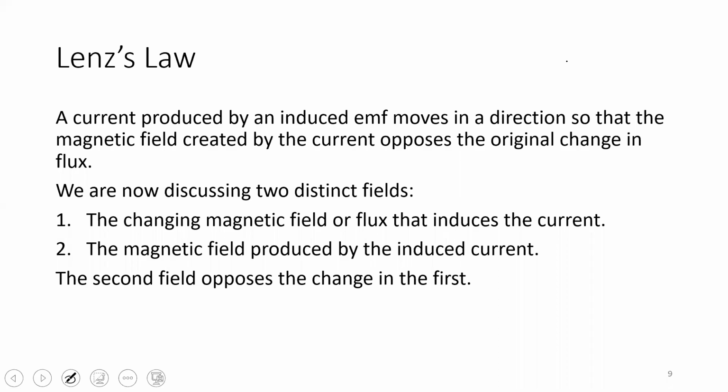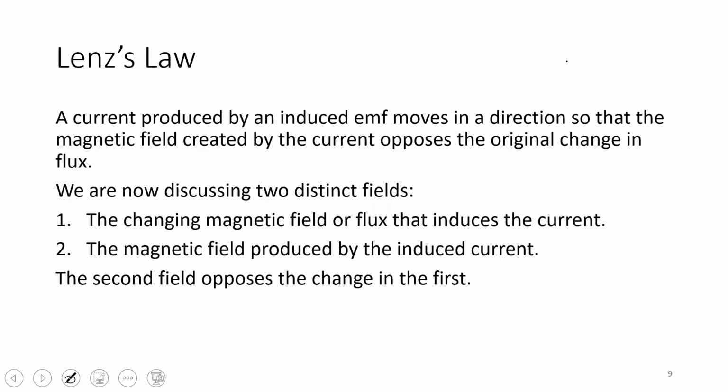Picking up with Lenz's law, we are now talking about two distinct fields. Lenz's law says that a current produced by an induced electromotive force moves in a direction so that the magnetic field created by the current opposes the original change in flux. We're discussing both the changing magnetic field or flux that induces a current, and the magnetic field produced by that induced current. So the second field opposes the change in the first.